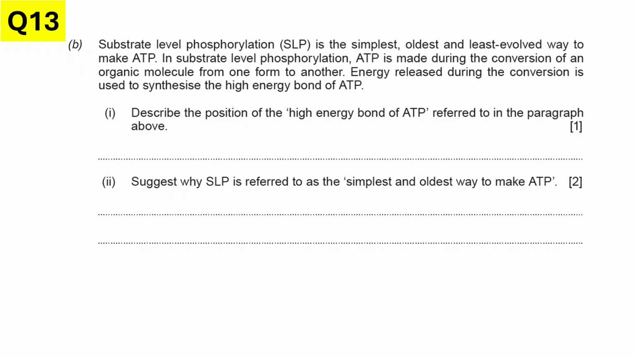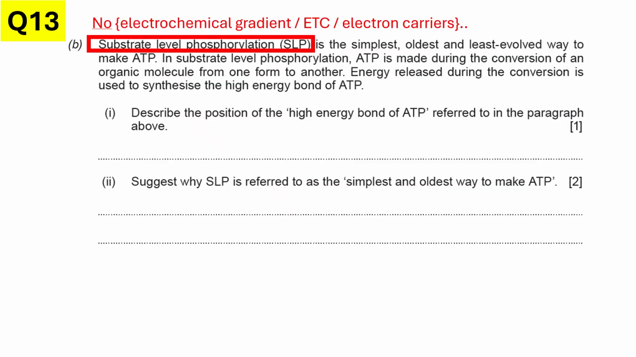So in this question, it's going to talk about substrate level phosphorylation, and it says it's the simplest, oldest and least evolved way to make ATP. So quick annotation on this one then, some reference to substrate level phosphorylation. We know it happens in glycolysis, and we also know it happens in the Krebs cycle in the mitochondrial matrix. So this is where ADP and a donor phosphate group normally combine to make ATP directly, and there's no electrochemical gradient needed for this. This is very different from oxidative phosphorylation. There's no electron transport chain, no electron carriers, no proton pumps involved in the production of ATP in this way.